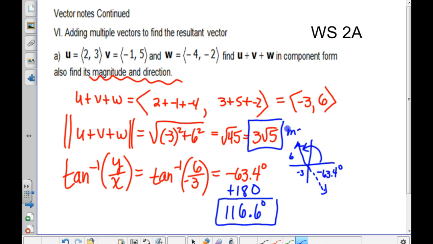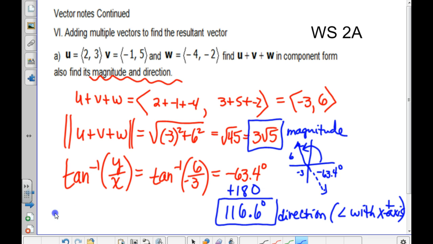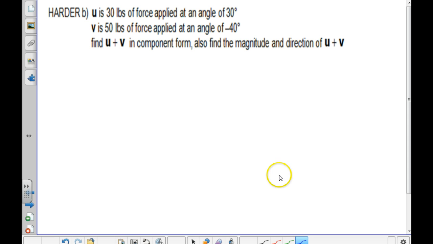Okay, so this was the magnitude. And this is the direction or angle off the positive x-axis. Is it right? Yeah. Okay, just making sure I didn't do something silly. All right, moving on. Did everybody get that? Everybody okay? All right. This is a little bit harder.